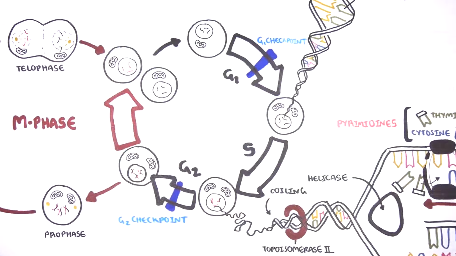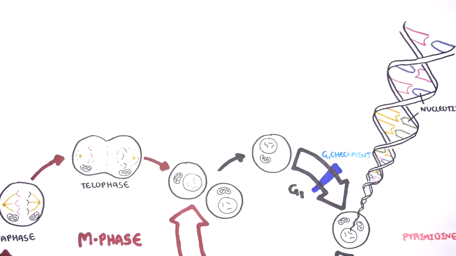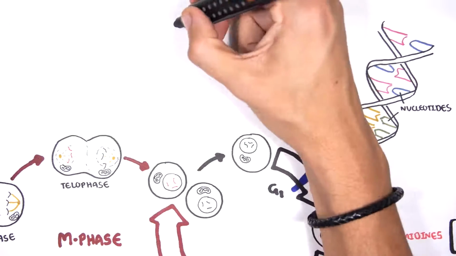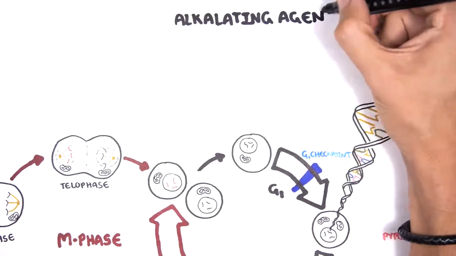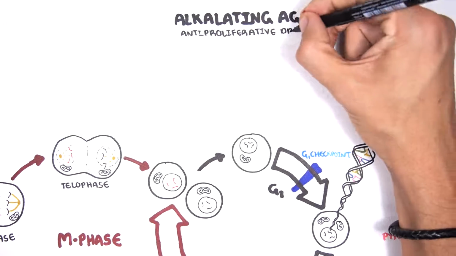Chemotherapy agents target different parts of the cell cycle, as mentioned. Because of this, they are grouped into different classes. Let's take a look at the different classes, one at a time. First, let's begin with alkylating agents. The oldest anti-cancer cytotoxics. Now, these agents are anti-proliferative drugs.